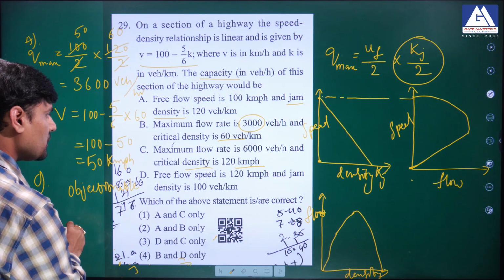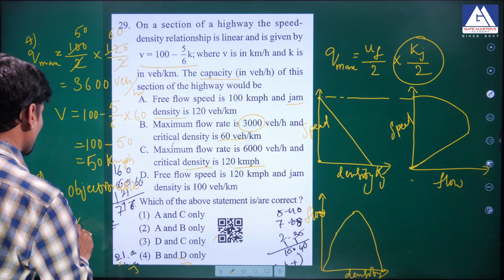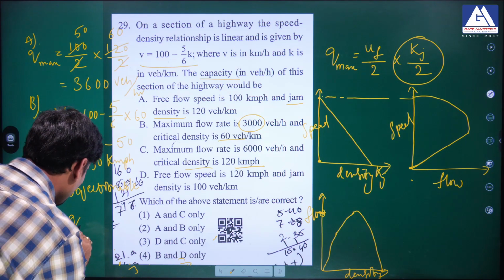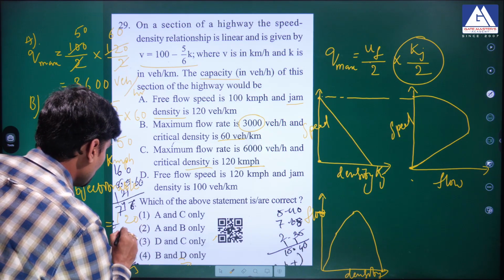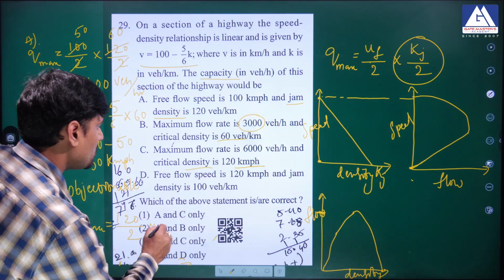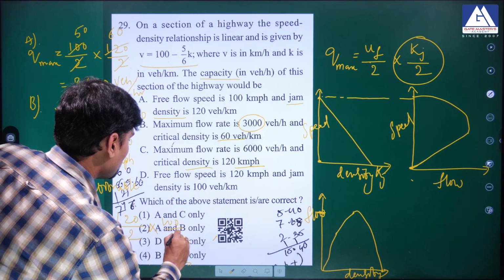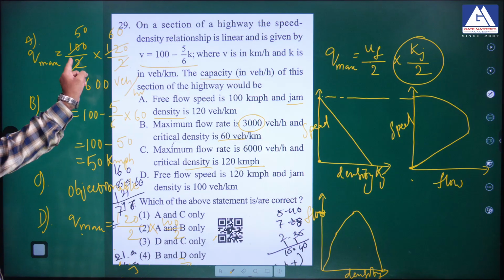Option D: the free flow speed is given, that means Qmax is equal to 120 divided by 2, that means free flow speed divided by 2, 100 divided by 2. So it is somewhere close to option A only.